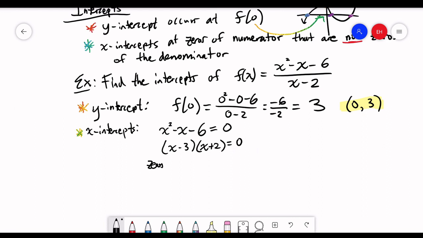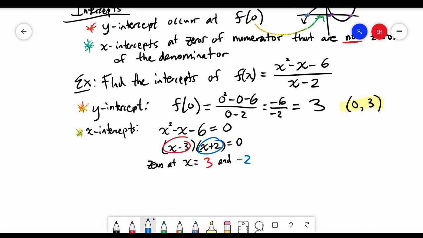We get zeros at x equal to 3, which comes from that factor. You can see where this built on from the earlier sections where we were finding zeros of polynomials. And the other zero is at negative 2.